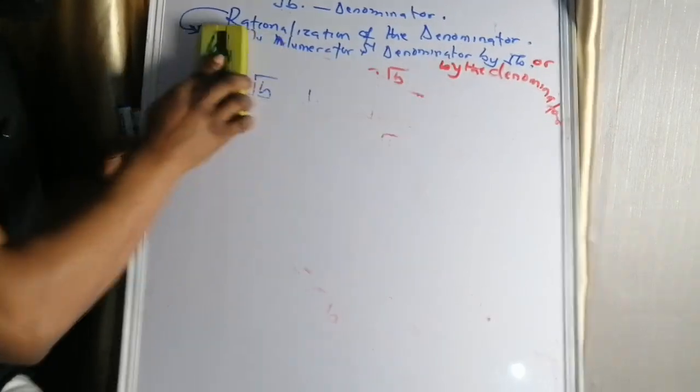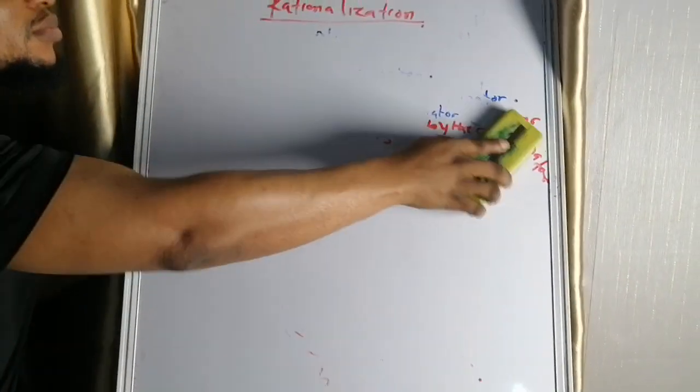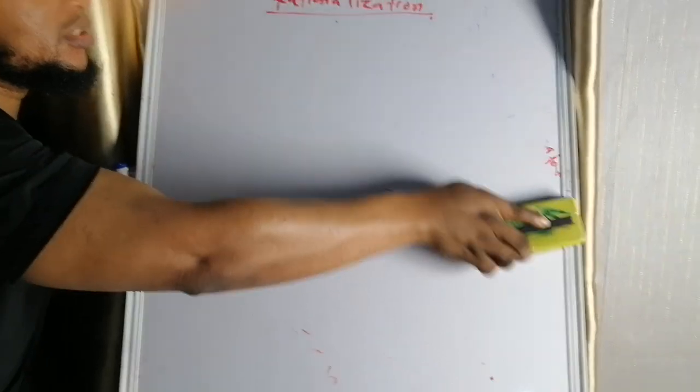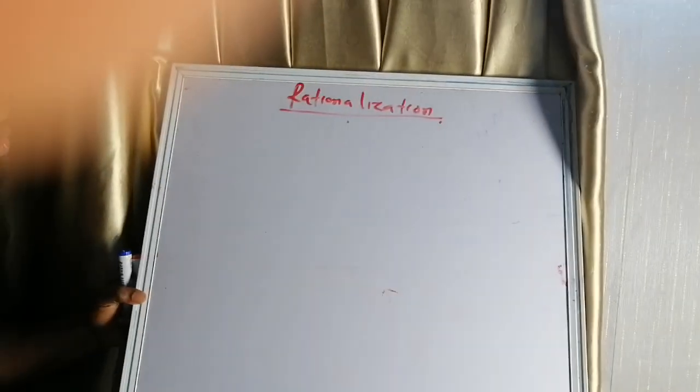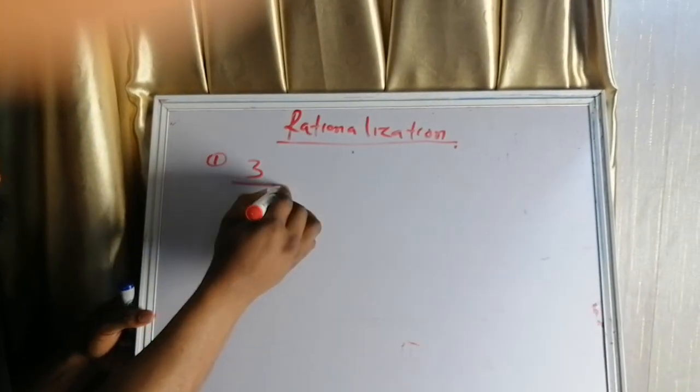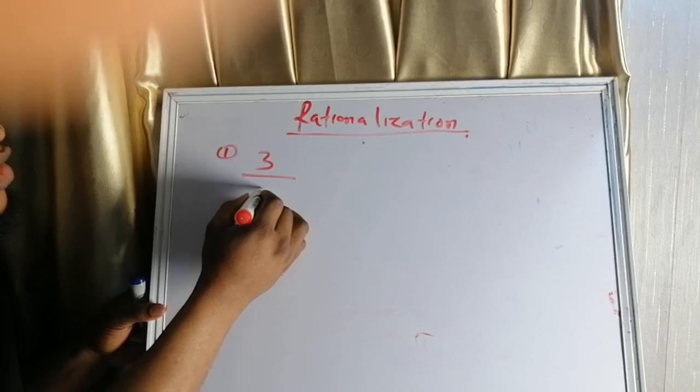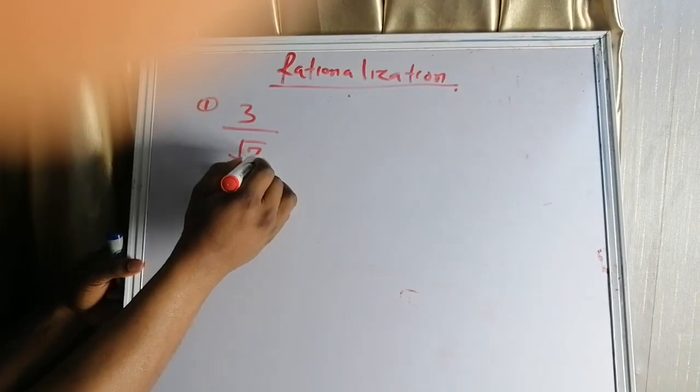Let me give a simple example so that we can see how this transforms to reality in terms of calculation. So from here, let me say, for instance, 3 over root 7.